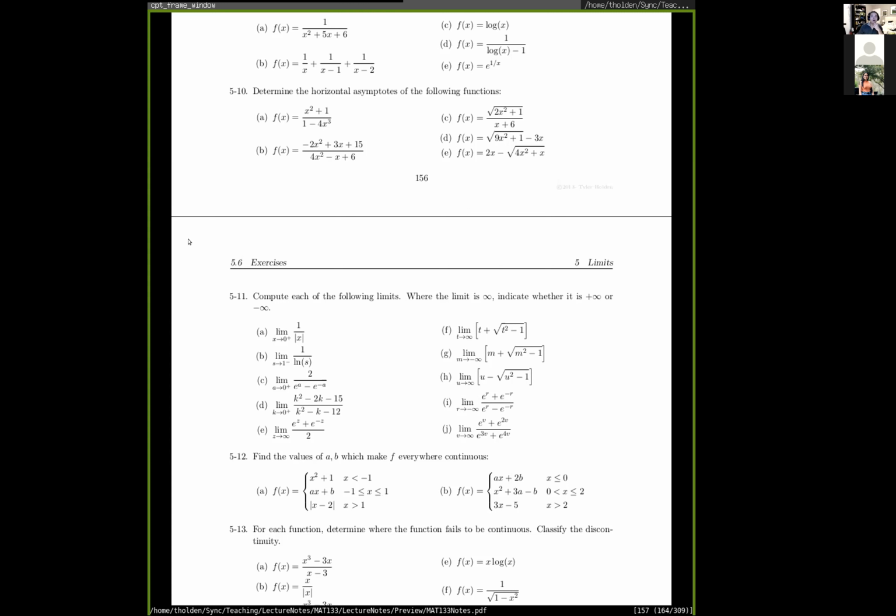Oh, you know what? I did accidentally put it in the exercise problems as something you could do. I would skip all of 5-11. We're not going to do horizontal and vertical asymptotes. There was a time in the course where we did, but we're not doing them this year. So you can skip 5-11 in its totality.